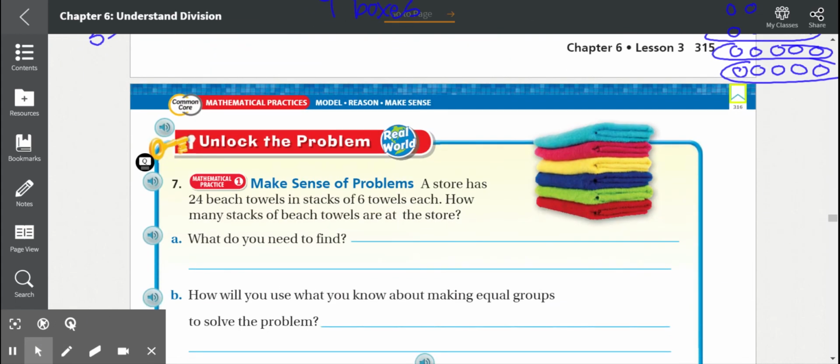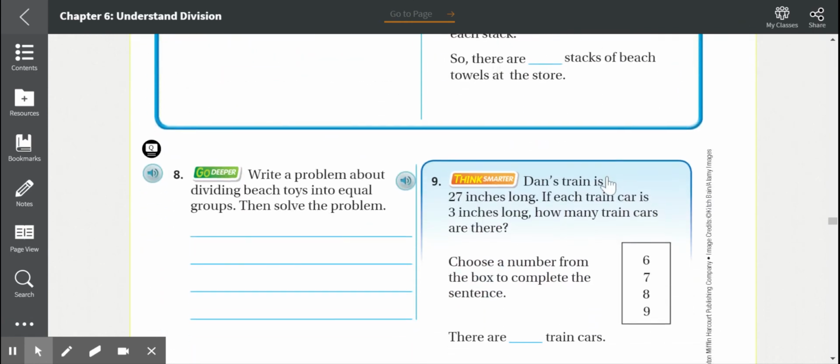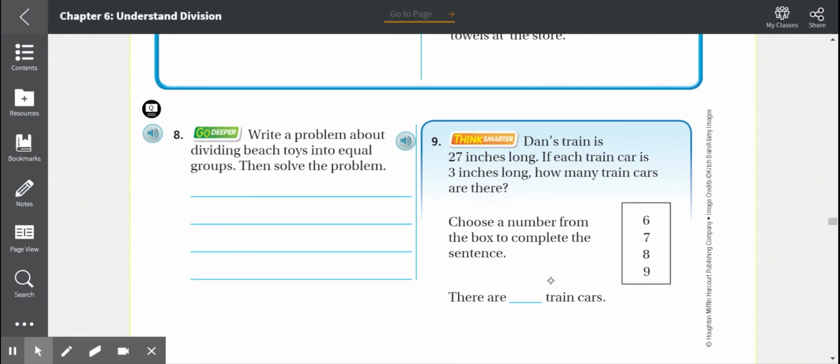Let's turn the page. And we'll skip to number 9, and that will be our last problem before your homework. Okay, number 9. Dan's train is 27 inches long. If each train car is 3 inches long, how many train cars are there? Choose a number from the box to complete the sentence. There are blank train cars.